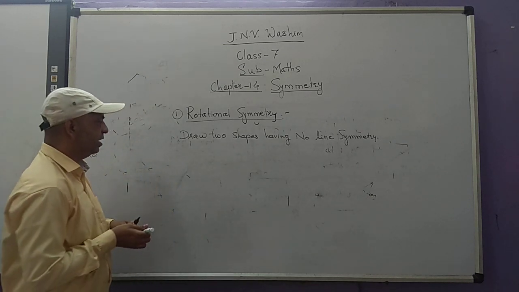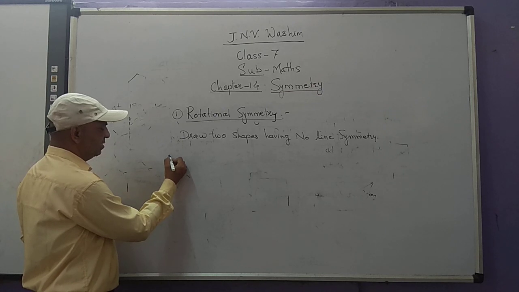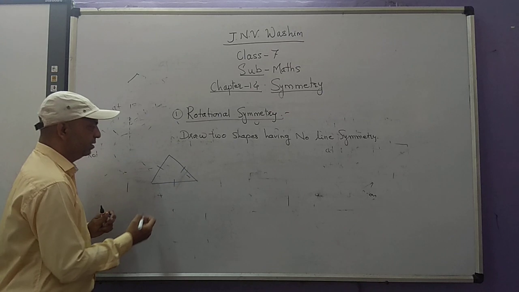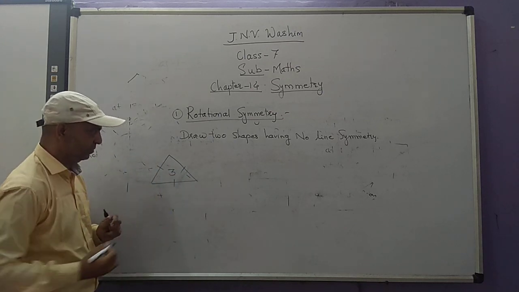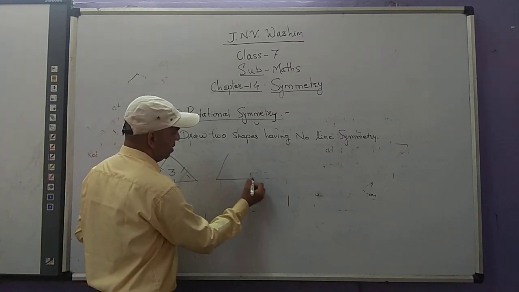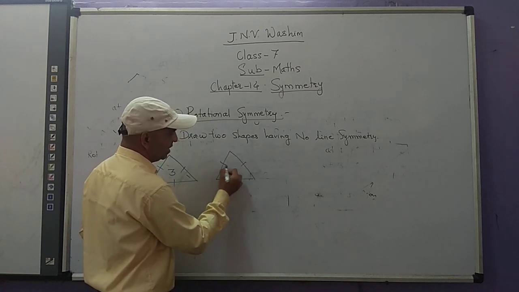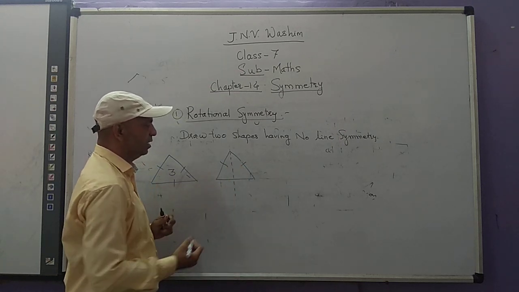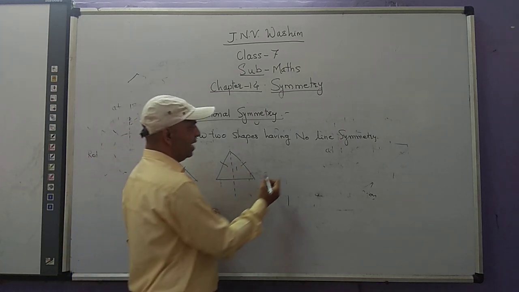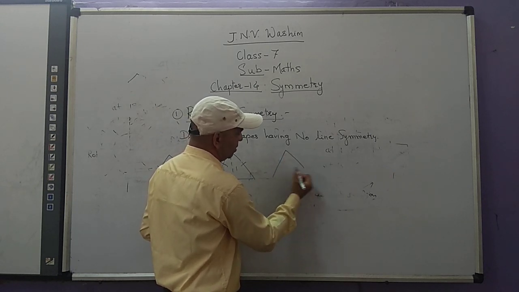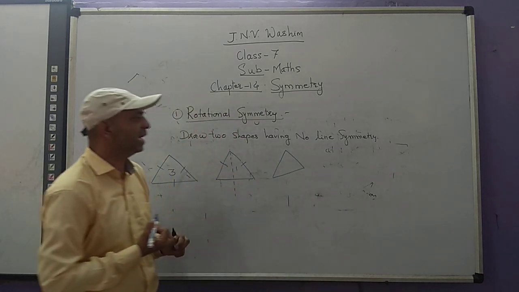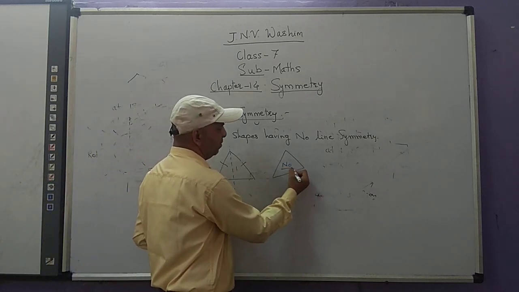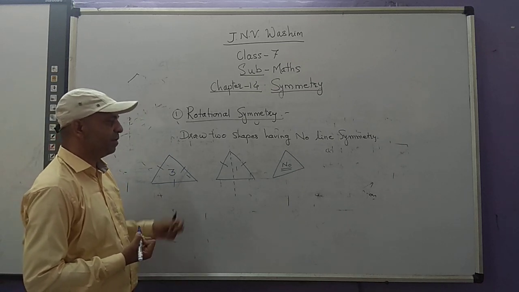So the answer is, first, there are three types of triangles. First is equilateral, having all sides equal, so it has three lines of symmetry. Second is the isosceles triangle, any two sides are equal, and when I divide it, it has one line of symmetry. And when I draw a scalene triangle, how many lines of symmetry does a scalene triangle have? No. So this is a shape having no line of symmetry.